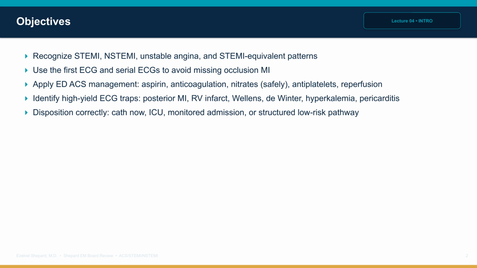The objectives are straightforward. First, recognize STEMI, NSTEMI, unstable angina, and STEMI equivalent patterns. Second, use the first ECG and serial ECGs to avoid missing an occlusion MI. Third, apply emergency department ACS management: aspirin, anticoagulation, nitrates when safe, antiplatelet strategy, and reperfusion. Fourth, identify high-yield ECG traps like posterior MI, right ventricular infarction, Wellens syndrome, De Winter T waves, hyperkalemia, and pericarditis.